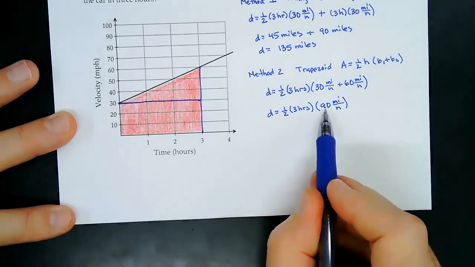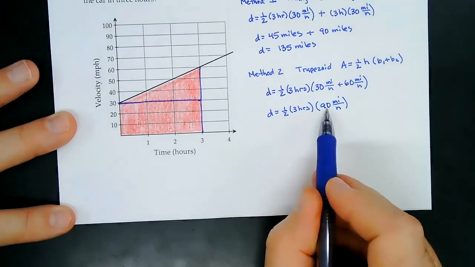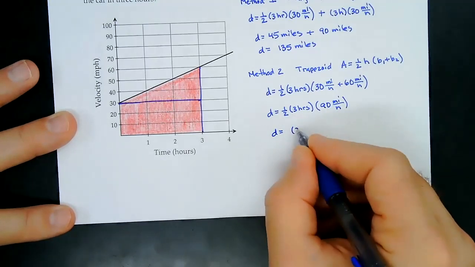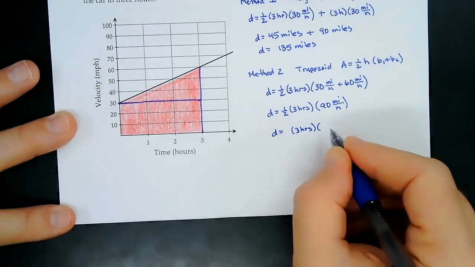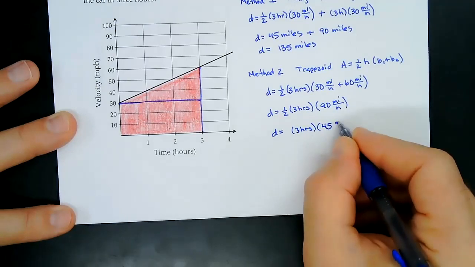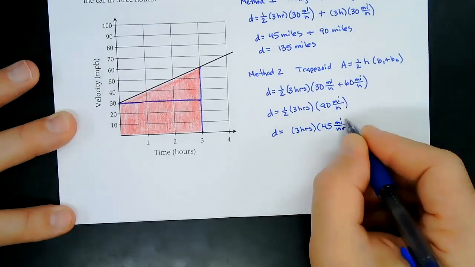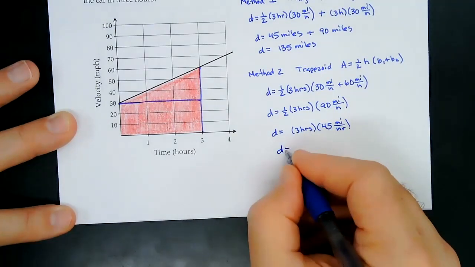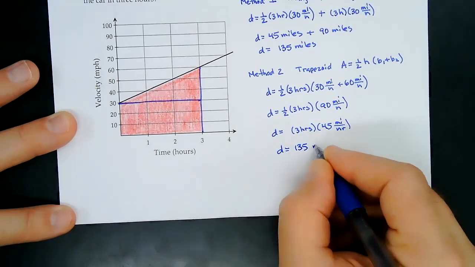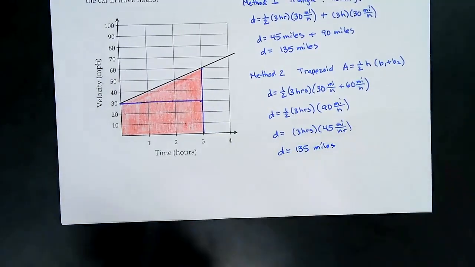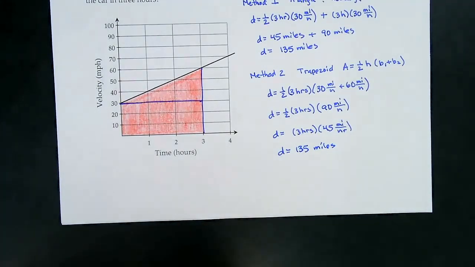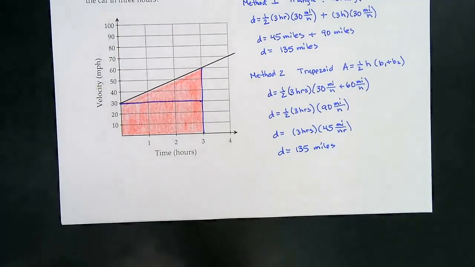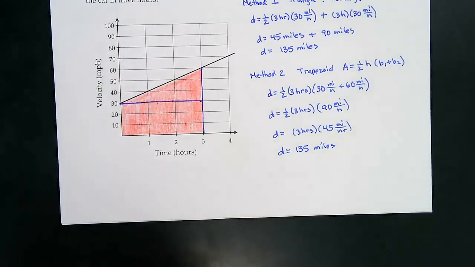And it's actually easier to take half of 90 than half of 3. So I'm going to do half of 90, which is 45. So this would be 3 hours times 45 miles per hour. And so our hours are going to cancel here, and 3 times 45 would also give you 135 miles. So the big idea here is that we can get the distance traveled by finding the area between the curve and the x-axis, okay?